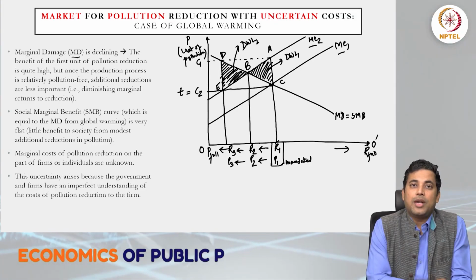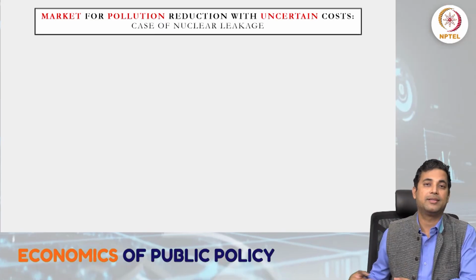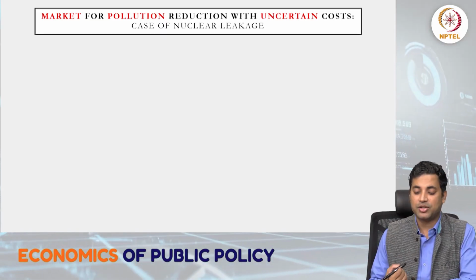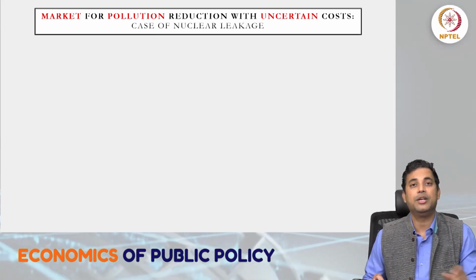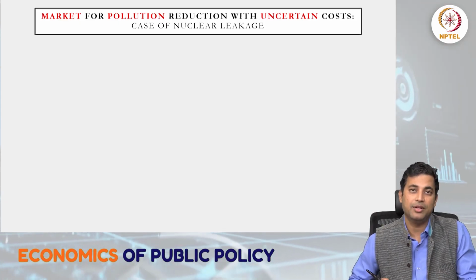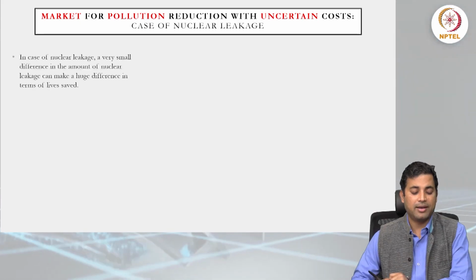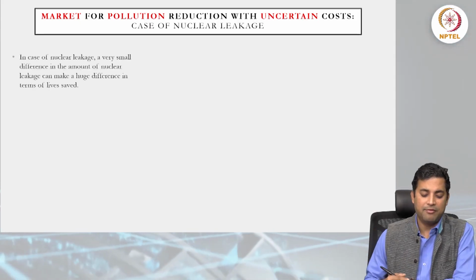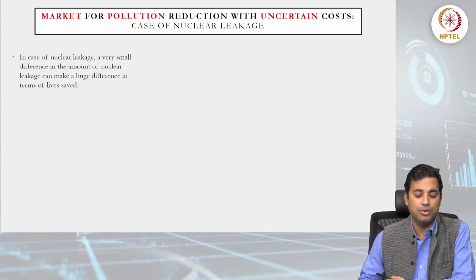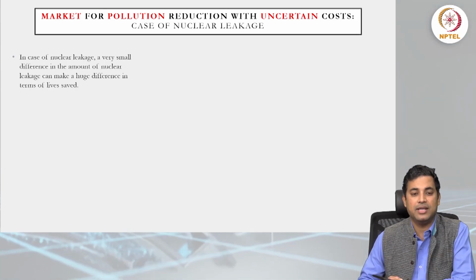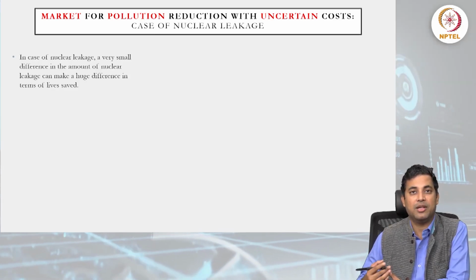global warming. So now the other extreme case, let's also talk about it because these two are similar. So the market for pollution reduction with again uncertain cost, and in this case particularly we are talking about the case of nuclear leakage. That also has a huge environmental cost, and here in the case of nuclear leakage, just as an example, a very small difference in the amount of nuclear leakage can make a huge difference in terms of lives saved. So that is the major issue here.